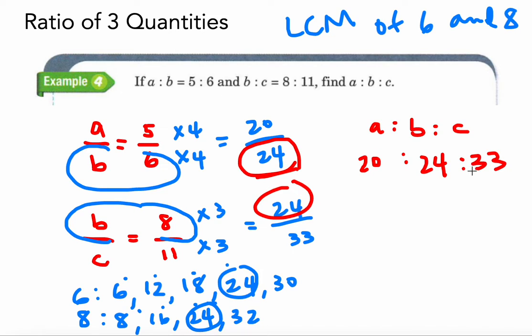Now, I can probably reduce this further, right? Or can I? I don't know actually. Because 33 has the factors of 3 and 11, pretty much. And 24 is divisible by 3, but 20 is not. So I think we're done here, actually. Here's our final answer. The ratio of A to B to C is 20 to 24 to 33.